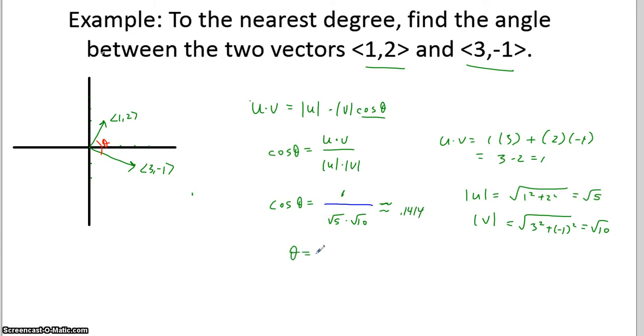And then theta is just going to be the arc cosine of 0.1414, which is approximately 82 degrees. So theta is equal to 82 degrees. And we used the dot product to solve that problem.